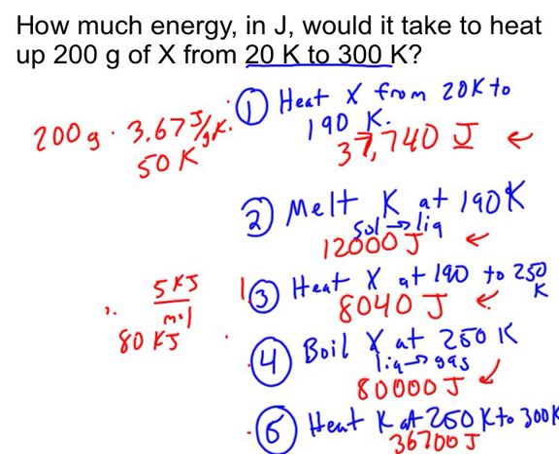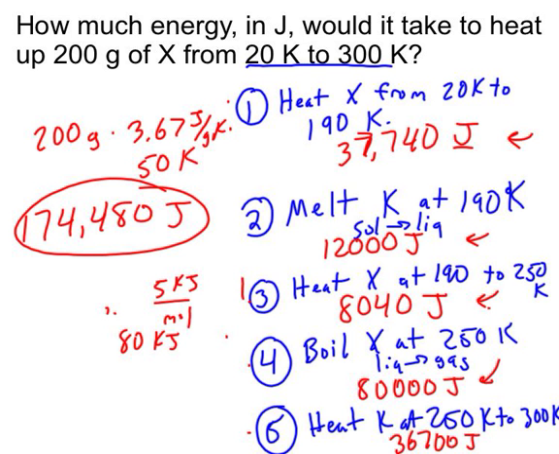That's how much it takes for each individual step. And now to get the total amount of heat, it's just a matter of adding these 5 values together. 37,740 plus 12,000 plus 8,040 plus 80,000 plus 36,700. My total heat required is 174,480 joules. And I would probably round that off at least to 174,500 maybe. Either way, that's good. So that's the final answer.